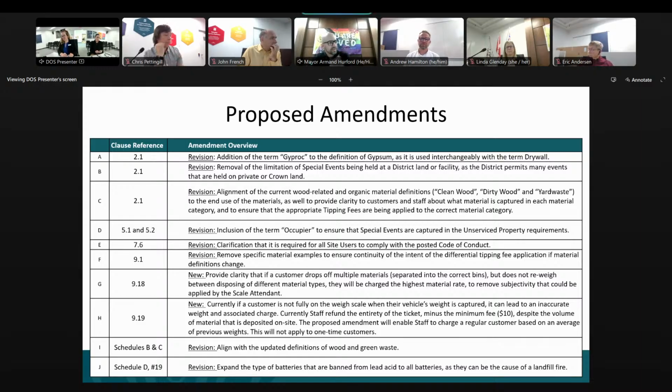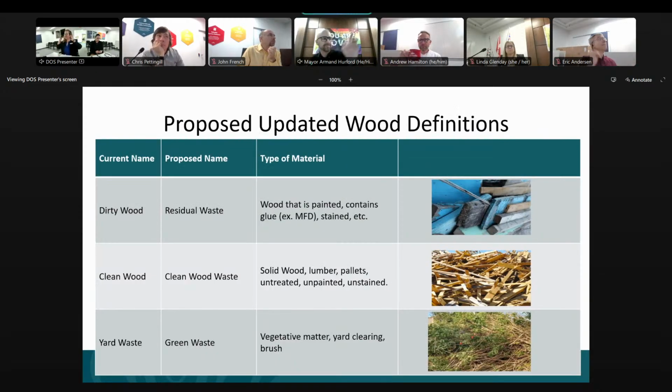Council, any additional questions on this? Councillor Anderson? Thank you. I had a question regarding the new definitions regarding wood-related material. Can we hold on just one second? Do you want to just pull up your slide that speaks to this? There you go, Councillor Anderson. I'm assuming this is a useful slide from earlier, but over to you. This is very helpful, Mayor Herford.